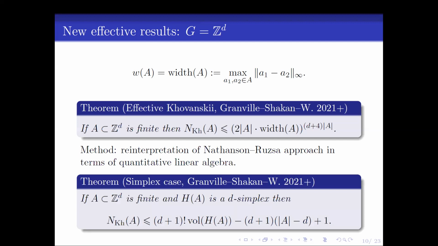We also thought about the simplex case, and we managed to, by very different methods, get a slight improvement to Curran and Goldmacher. It's not much. Note that we still have this d plus 1 factorial factor here, so we haven't got d factorial, but we've managed to get a saving that gets bigger the larger A is. So this is a slight extra saving over what Curran and Goldmacher were able to get.